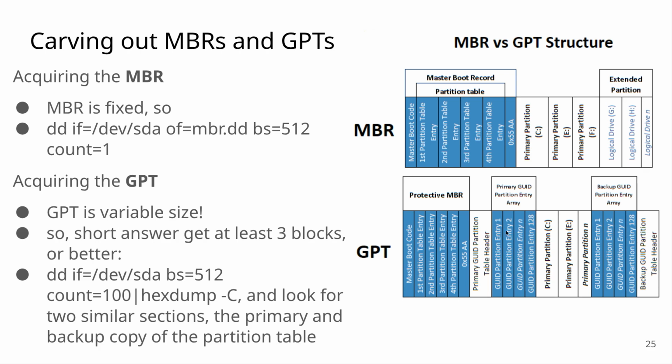Okay, so if I find these two identical sections, I know this is the primary partition entry array and the backup partition entry array, and before the primary partition array, I'm going to find the table header and all that stuff. So that is one trick that you can use to figure out how much you need to carve out of a disk to get the whole GPT.